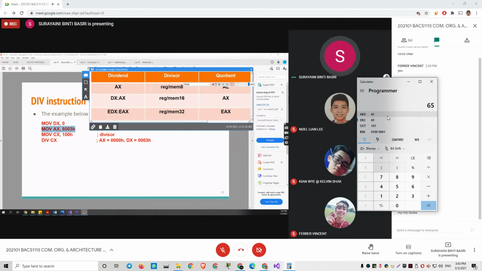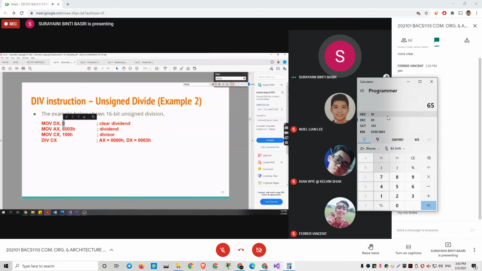That's why your DX now you stored 0 here, because your AX is enough to store it. So you just need to initialize your DX with 0 if your dividend is not large enough to be stored until in the DX.